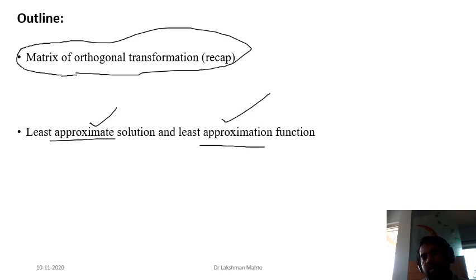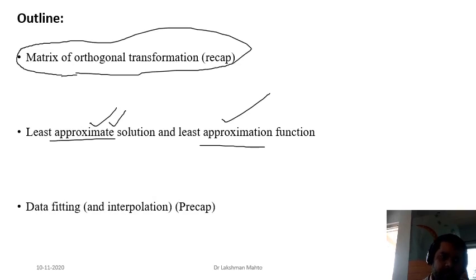That means if your system is inconsistent, that is, the system does not have any solution, then you try to get an approximate solution. Among those approximate solutions, you will look for the optimal solution. But in linear algebra, you don't need to apply calculus. Just from the orthogonality perspective and the four fundamental subspaces, we will try to find the least approximate solution. And once we have the least approximate solution, then we will talk about the least approximate function as well.